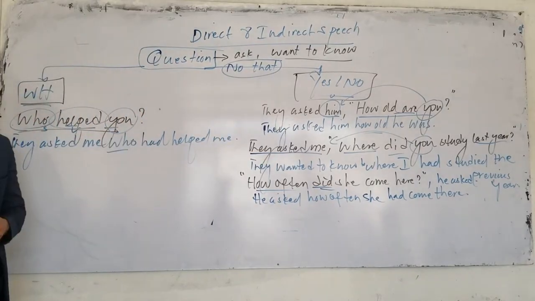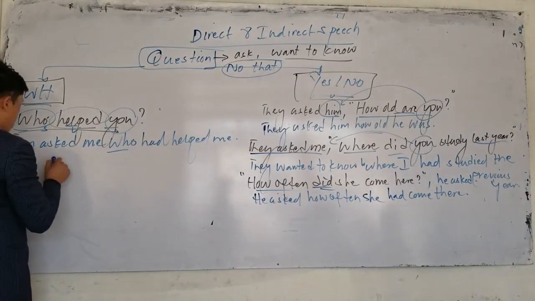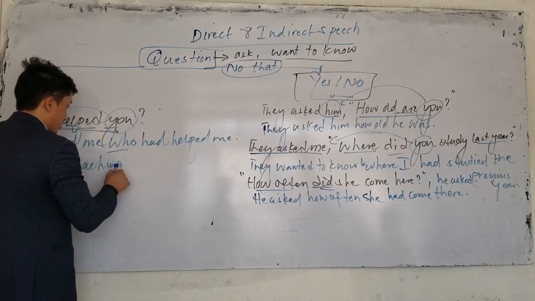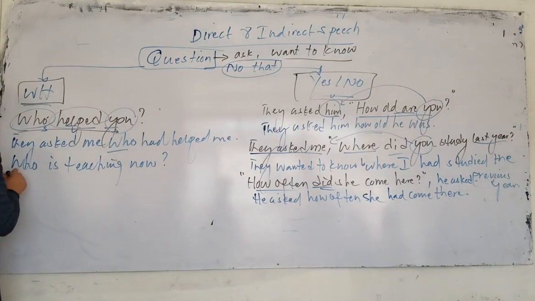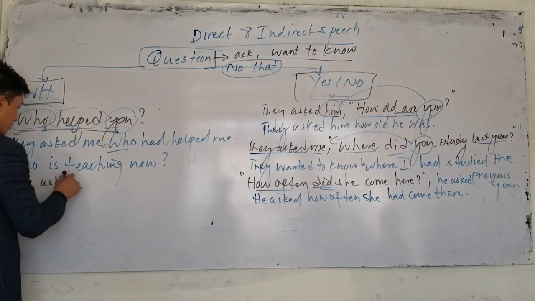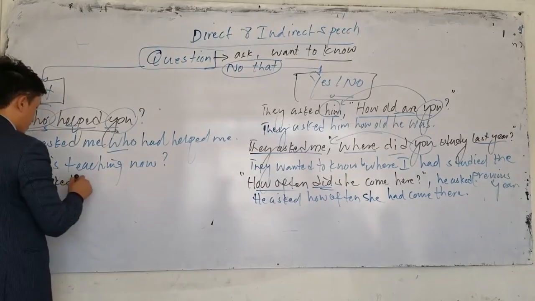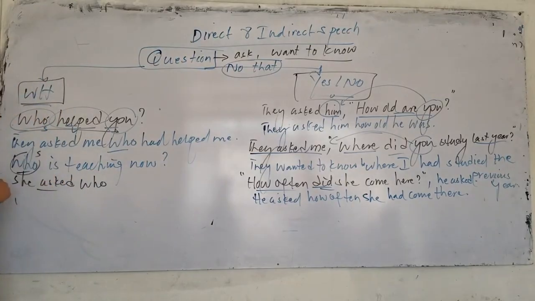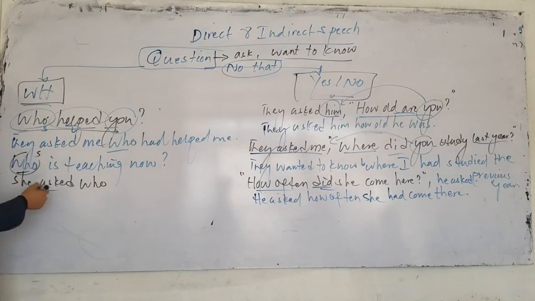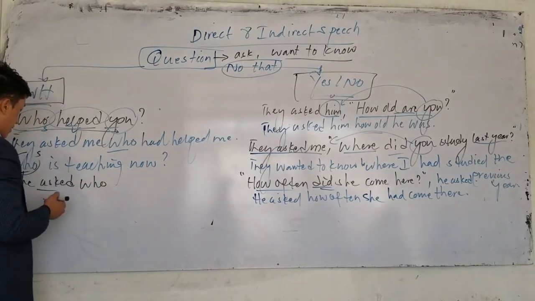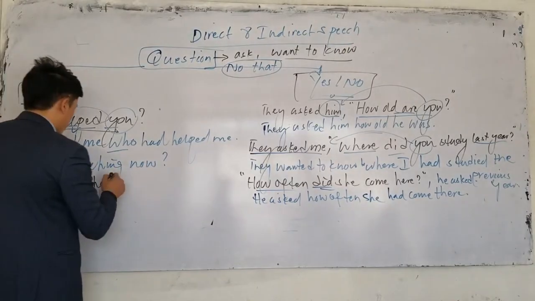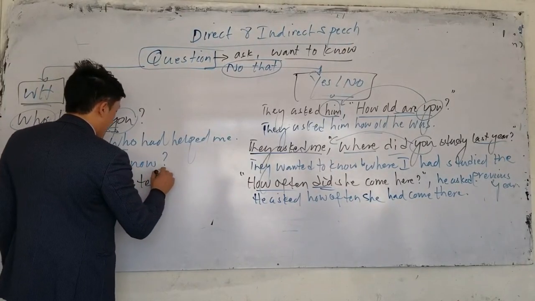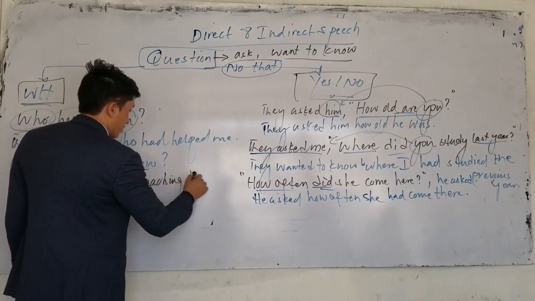Sometimes who can be used as a subject, and can be used as an object. If I say this one, look, who is teaching now? Who is teaching now? How should I change this one to indirect speech? Look, you can say she asked. After that, what do we use? Who. Who is the subject here? And we don't bring the subject here. She asked who. Present continuous changes to what? Past continuous. Who is teaching becomes what? Who was teaching. Now changes to what? Then. Who was teaching then.